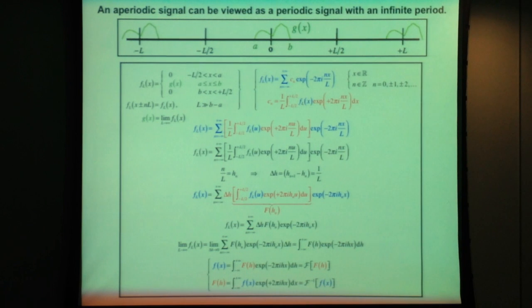Yes, sir? What's the definition of an aperiodic signal? It means that what we're trying to get at is just this isolated function, we just want to consider this function in isolation. And we start out by saying, well, we know if it were periodic, if it repeated, we know how to express it as a Fourier series.